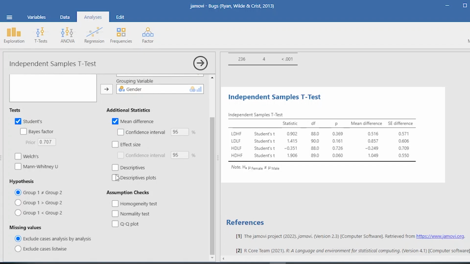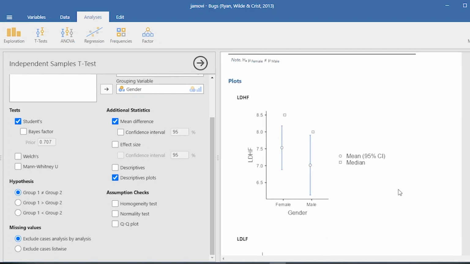So if you want to look at the descriptives, you could see, for example, here the difference between the mean and the median. The means, they are overlapped.